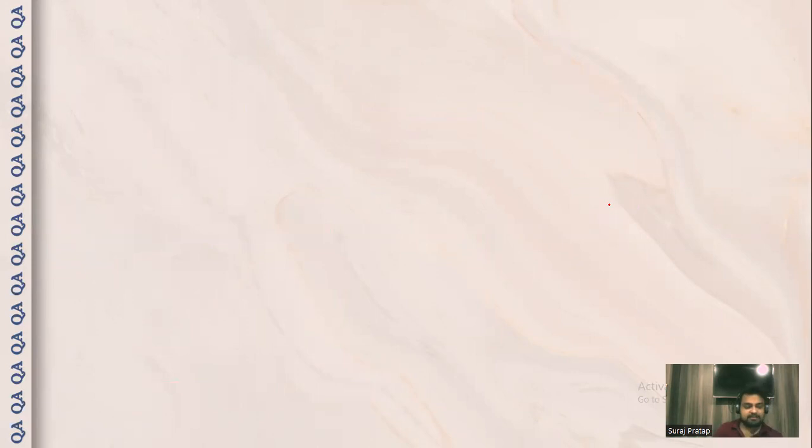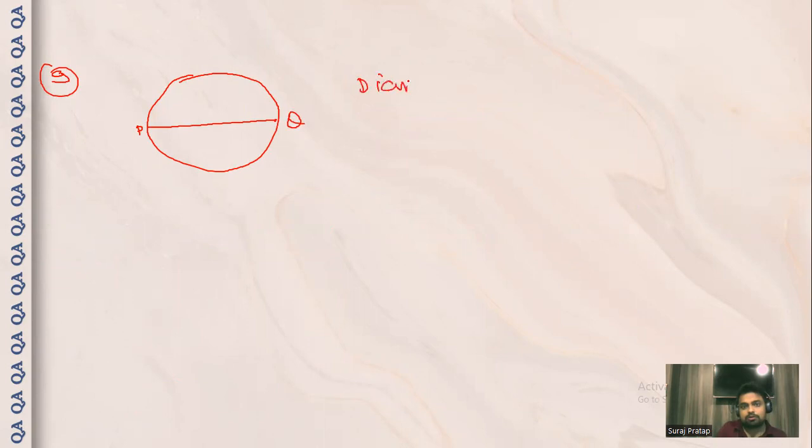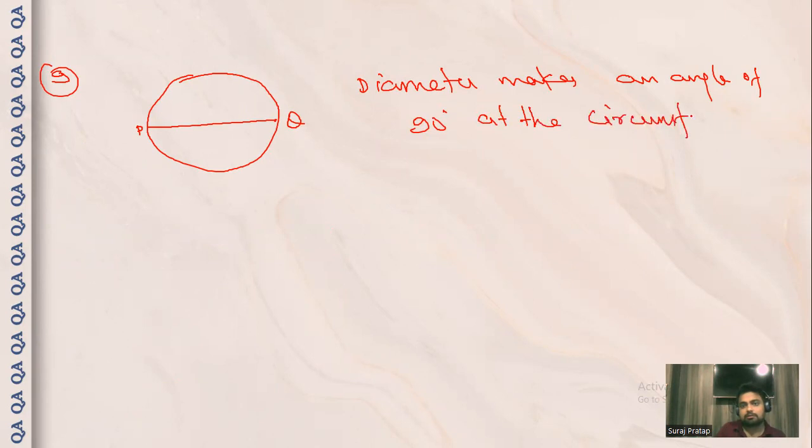Now the ninth property says that the diameter makes an angle. Let's say this is your diameter, PQ is the diameter. So the diameter makes an angle of 90 degrees at the circumference. Okay, so this angle will be 90 degrees. Angle POQ will be equal to 90 degrees, right?